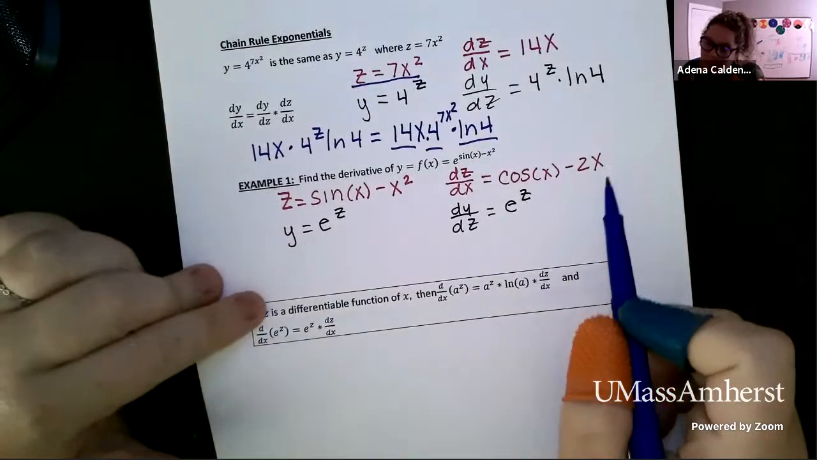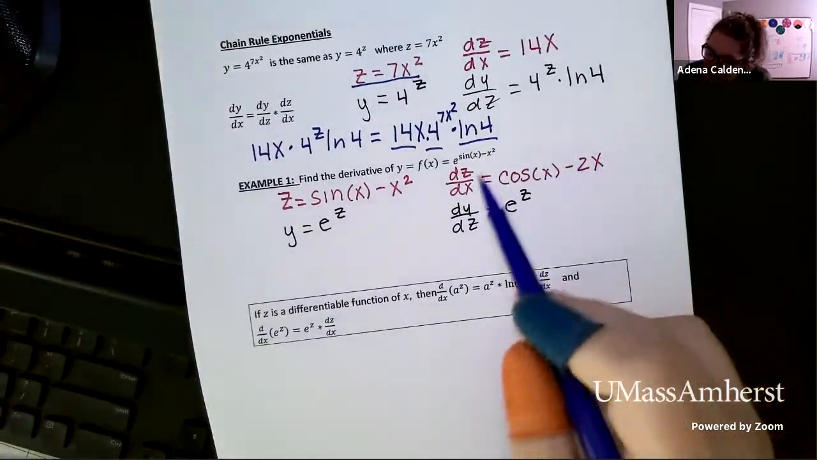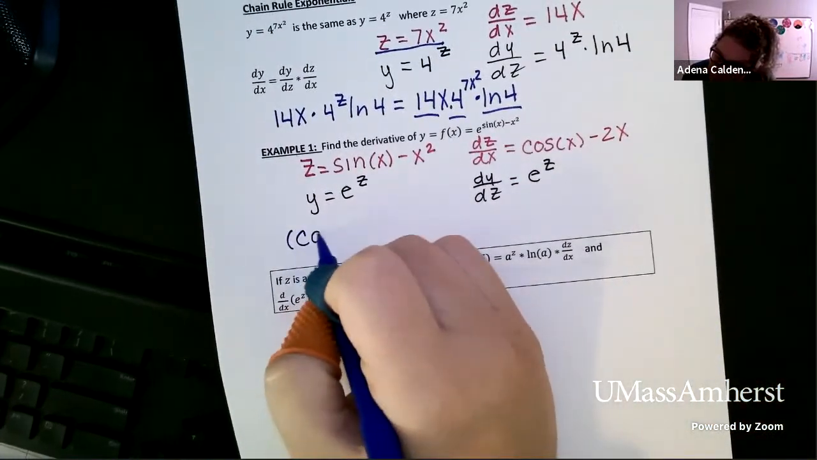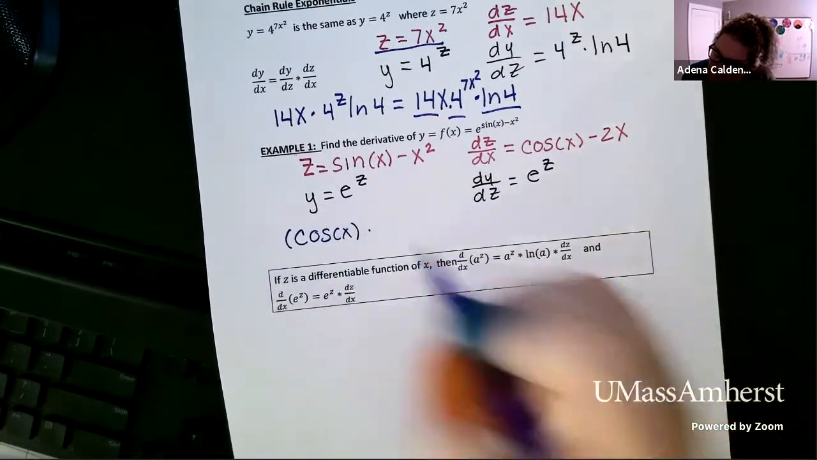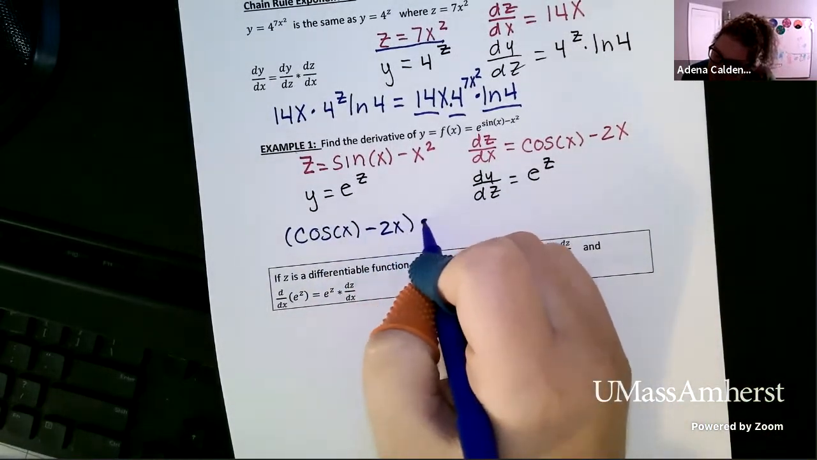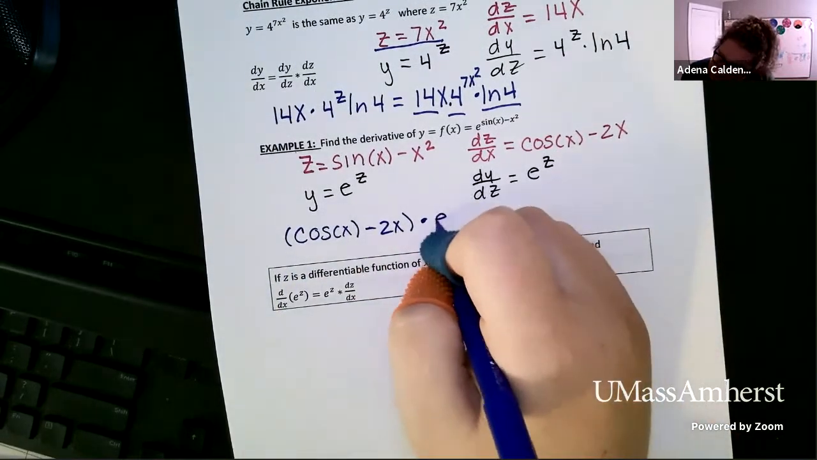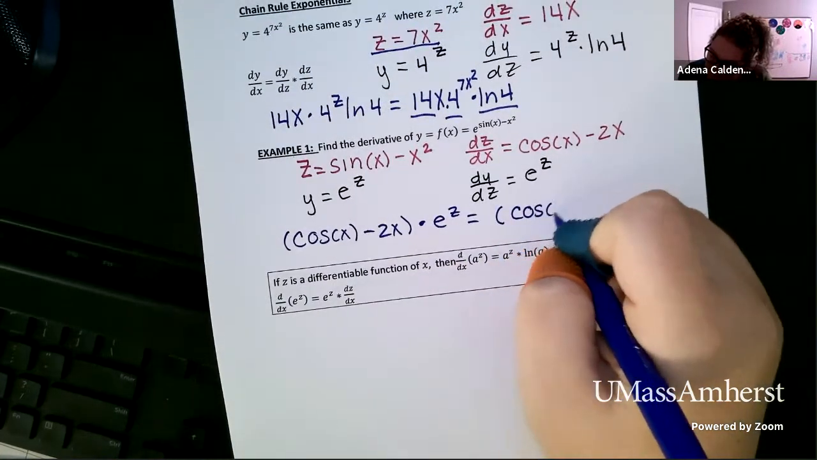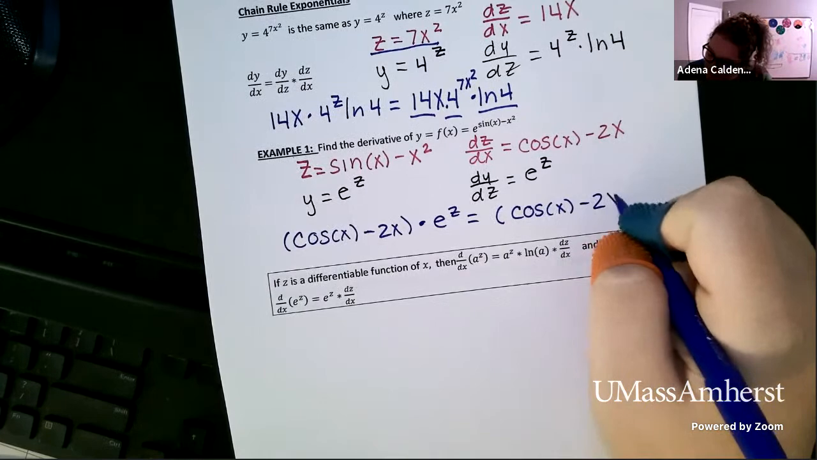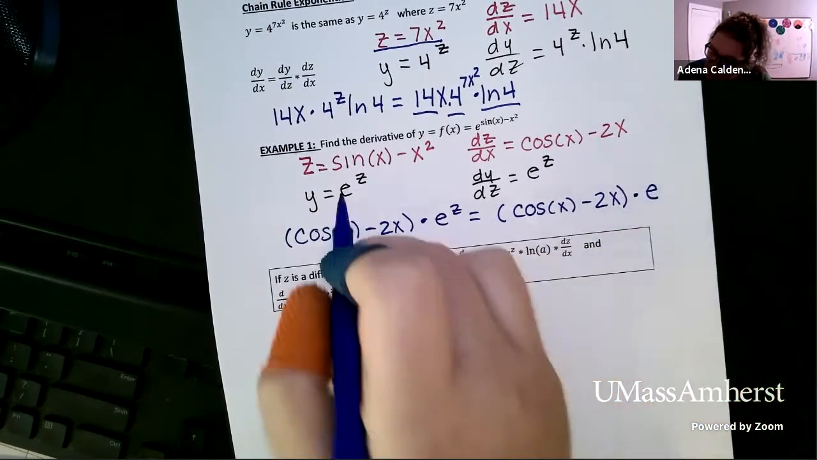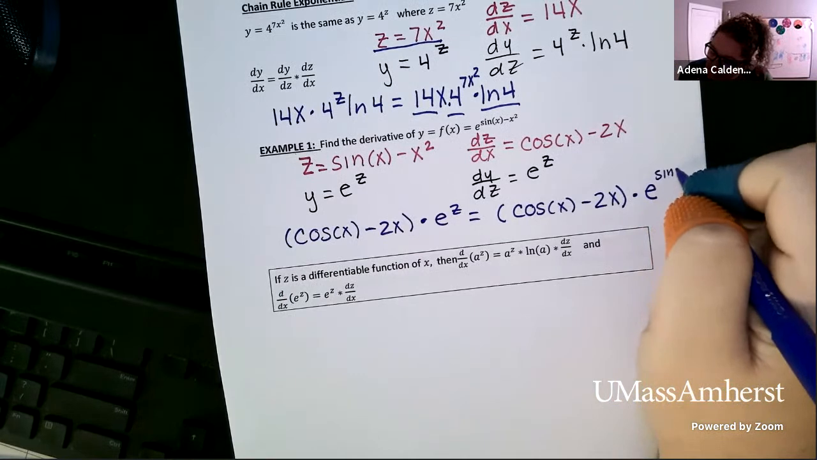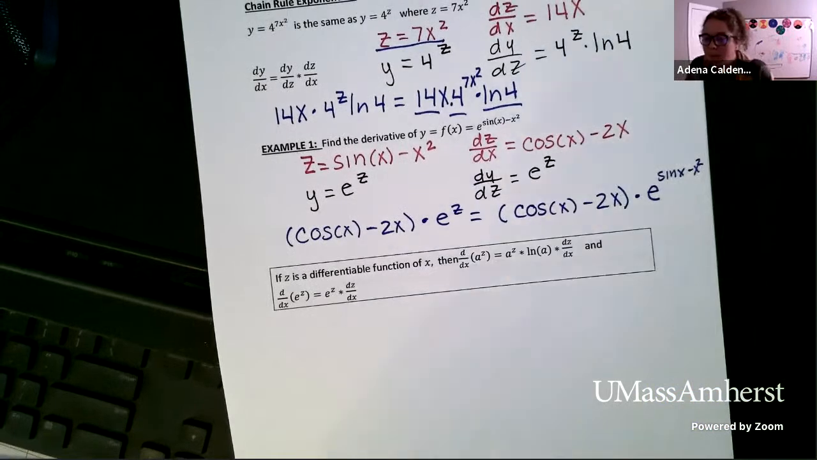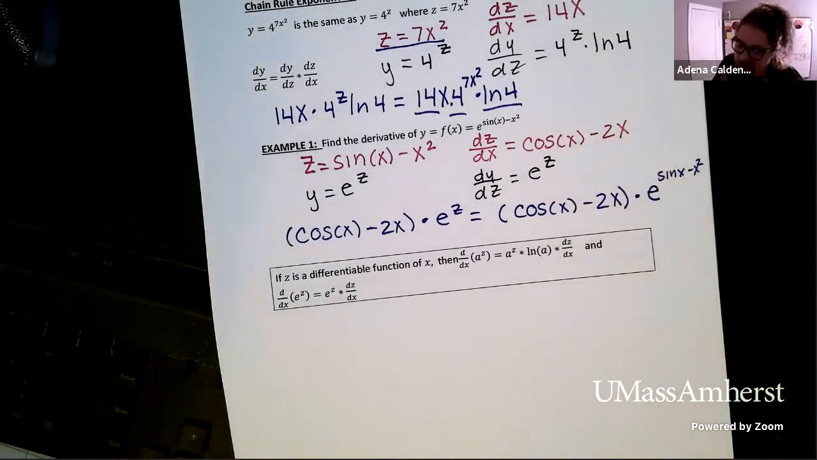Now I need to multiply my two functions together. And again, because this first one has more than one term, I'm going to use parentheses. So I have cosine x minus 2x in parentheses, the whole thing, times e to the z. But I don't want a z in my final answer. So cosine x minus 2x times e, and now I substitute back in sine x minus x squared. Okay, so that's how we set up our z substitution.